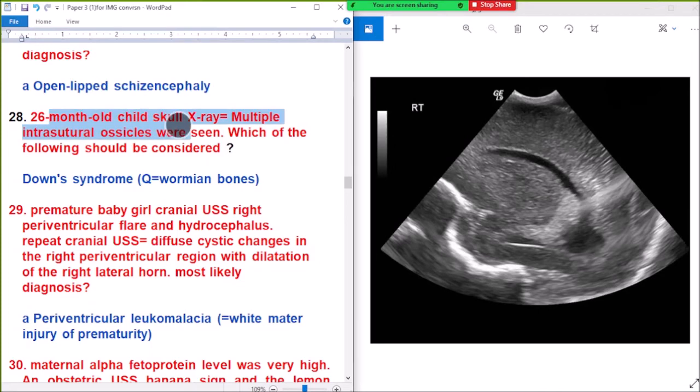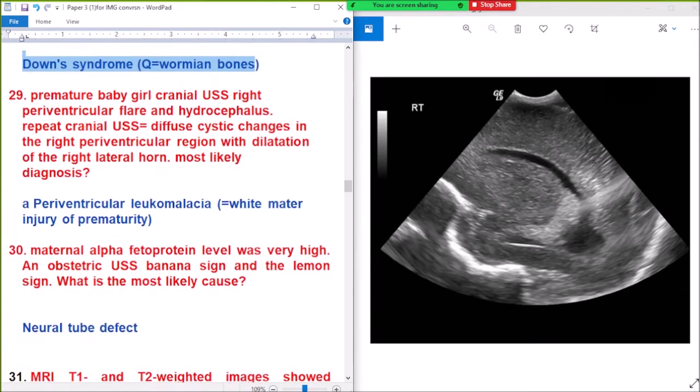A 26-month-old child, skull X-ray with multiple intracranial ossicles were seen. The diagnosis that should be considered is Down syndrome. Multiple intracranial ossicles means Wormian bones, seen in Down syndrome.